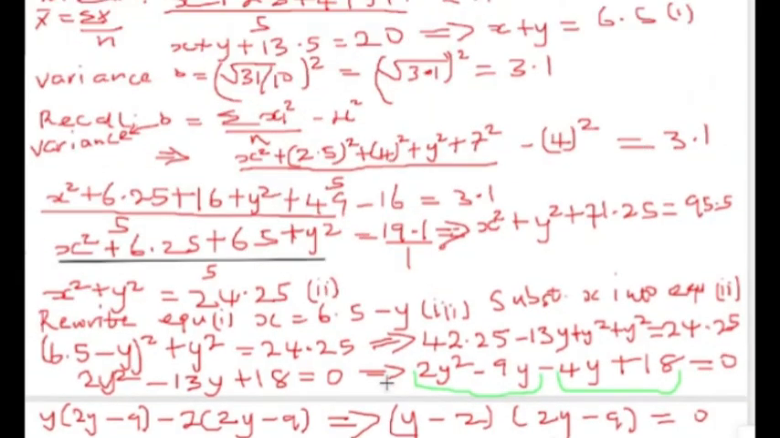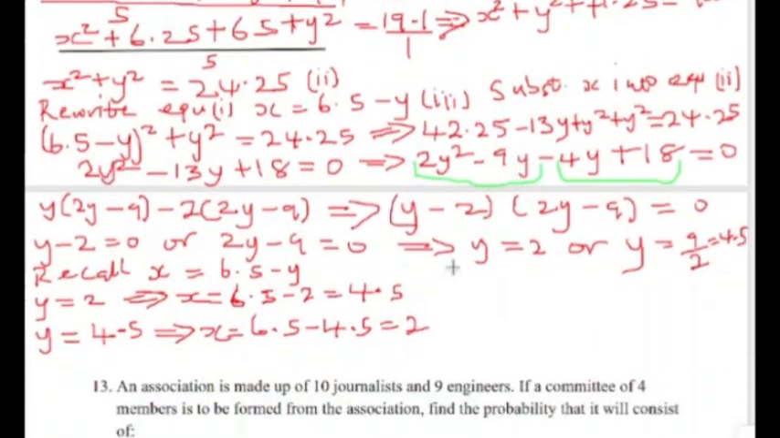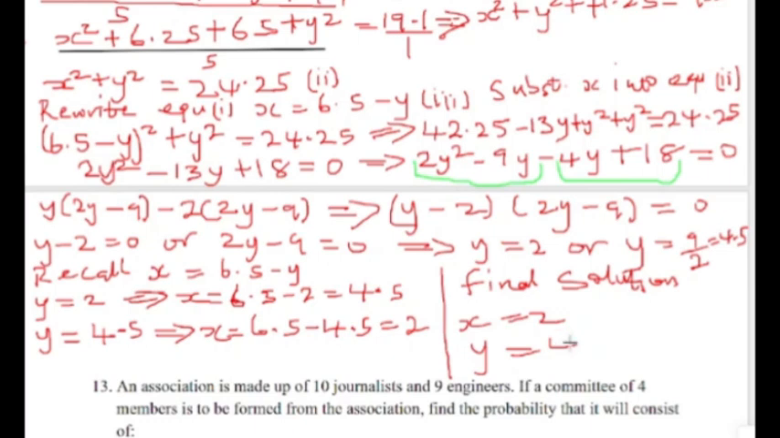But the question is very clear. We didn't even need to do that. He said we should find the values of x and y where x is less than y. So if x is less than y, it means that our final solution, based on the condition given to us in this question, are x equals to 2, y is equals to 4.5. So we've obtained the values of x and y for this particular question.